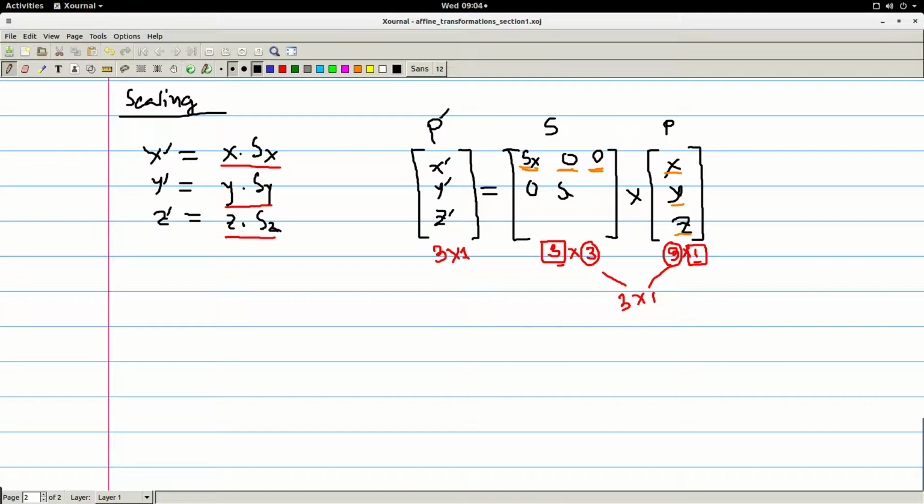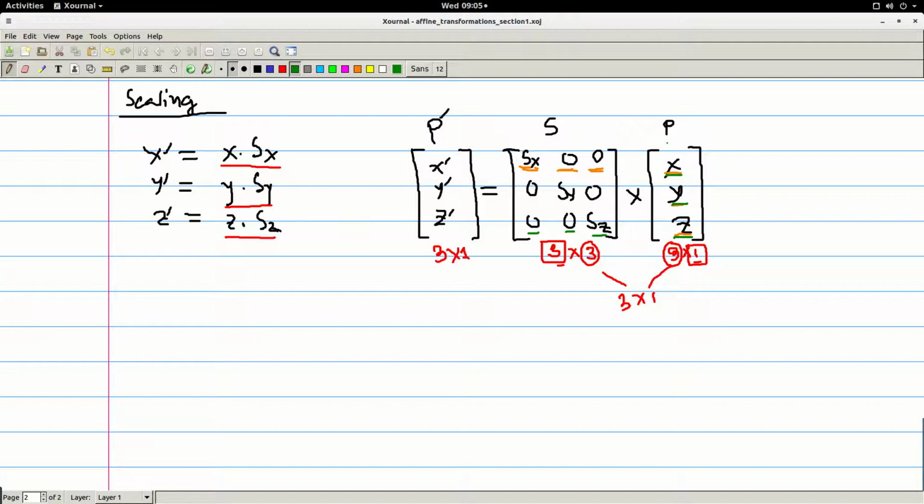0 sy and 0 sz. So let us look at one of these, just to make sure that everyone is on the same line. This 0 gets multiplied with x. We're going to calculate z prime. This 0 is going to be multiplied with y, and this sz is going to be multiplied with z. So we get z prime equal to 0x plus 0y plus sz z, which is what we have.